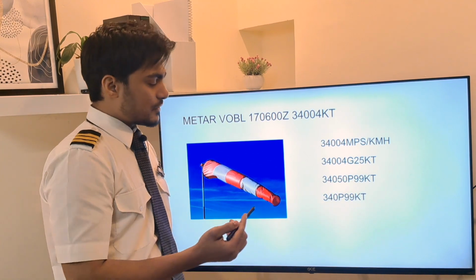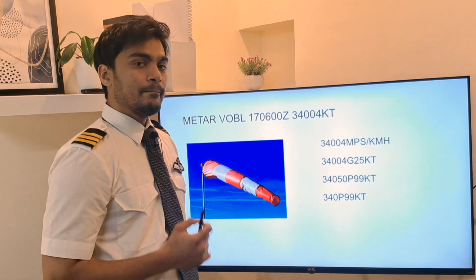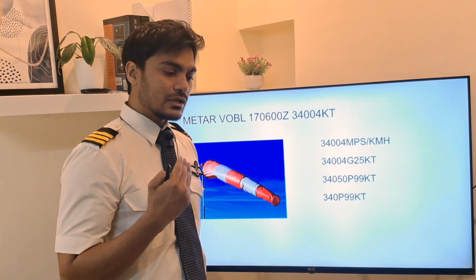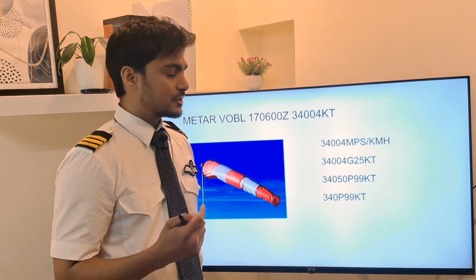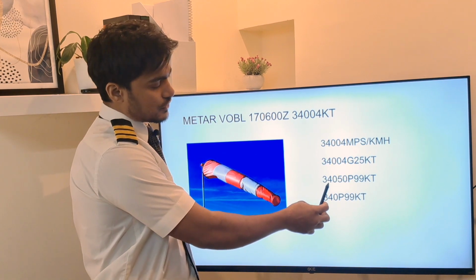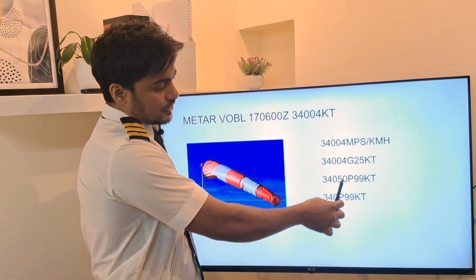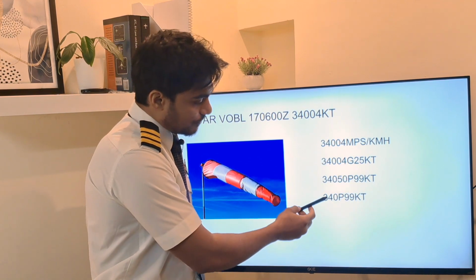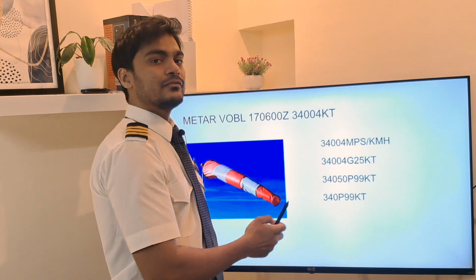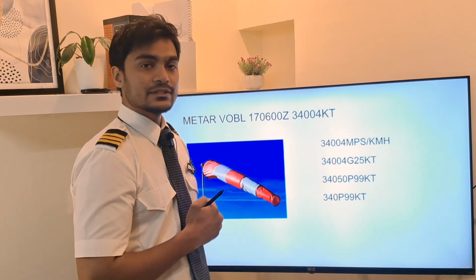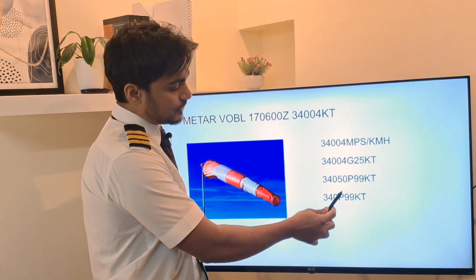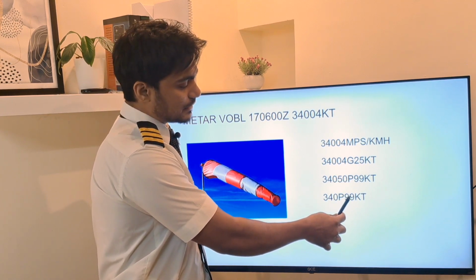Okay, now we have a special condition, that is P. Whenever you have P in your winds, that signifies that your wind speed is at 100 knots or beyond. So like we have over here 340 degrees, 50 knots, gusting to 99 knots or beyond. Or if there are no gusts and it is just your normal speed which is exceeding 100 knots, it will be denoted as 340 degrees true, winds 99 knots or more.